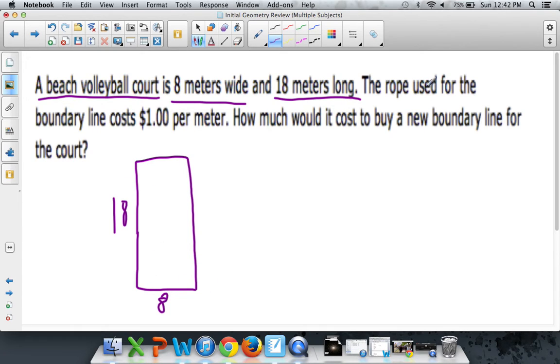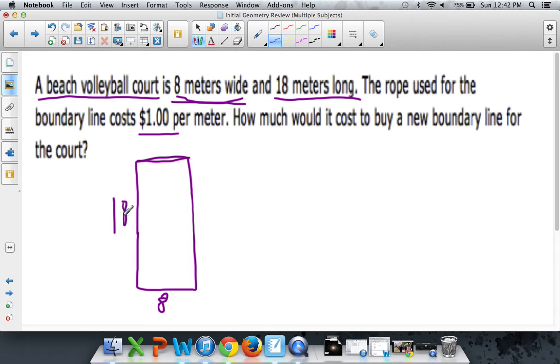Anyway, the rope used for the boundary line costs $1 per meter. How much would it cost to buy a boundary line for the court? So the boundary line is the perimeter. It's the line that goes all the way around the whole rectangle, and it costs $1 for each meter. So all we have to do to figure out how expensive it's going to be is figure out the perimeter and then multiply it by 1, because that's how much it will cost.